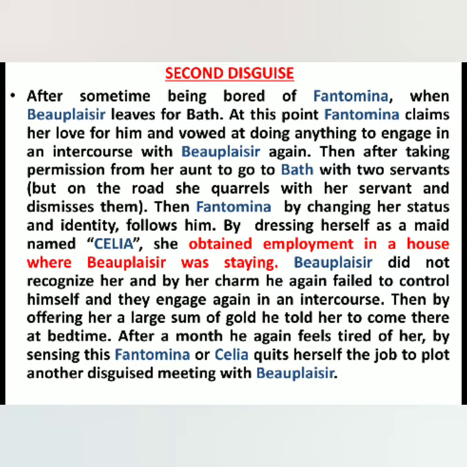So Beauplaisir again didn't recognize her, and by her charm he again failed to control himself and they again engaged in intercourse. Then, offering her a large sum of gold, he told her to meet him every day at bedtime. Again, after a month he feels tired of her. Okay, and sensing this, Fantomina, or Celia, quits the job to plot another intrigue, another disguised meeting with Beauplaisir. So this was the second intrigue.